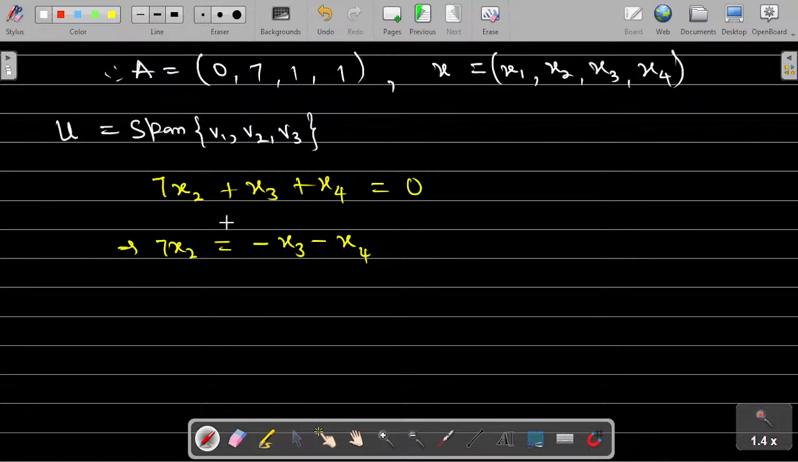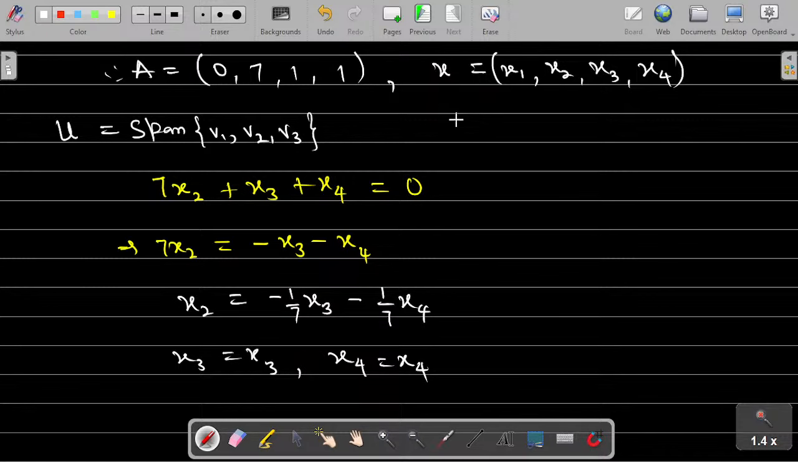Let me go down first. So this is going to be equal to minus 1 over 7 x3, dividing through by 7, then minus 1 over 7 again x4. Okay, so in this case, let my x3 be equal to x3, since it's a free variable. I'm going to fix it to itself, and then the same thing will happen to x4. I'll fix x4 to itself.